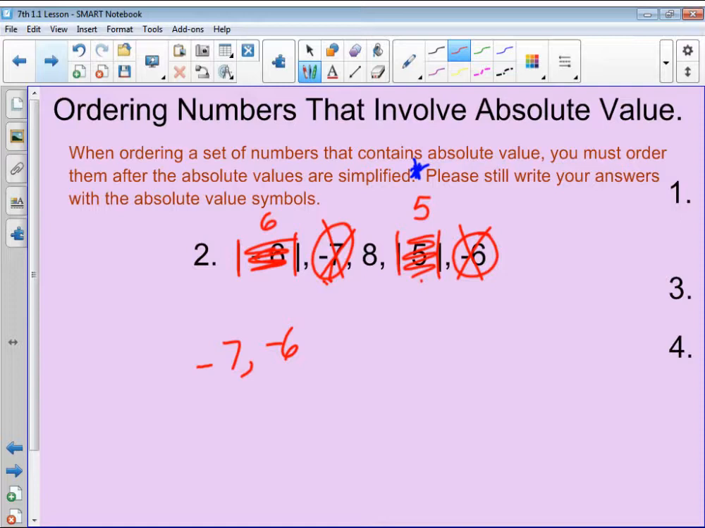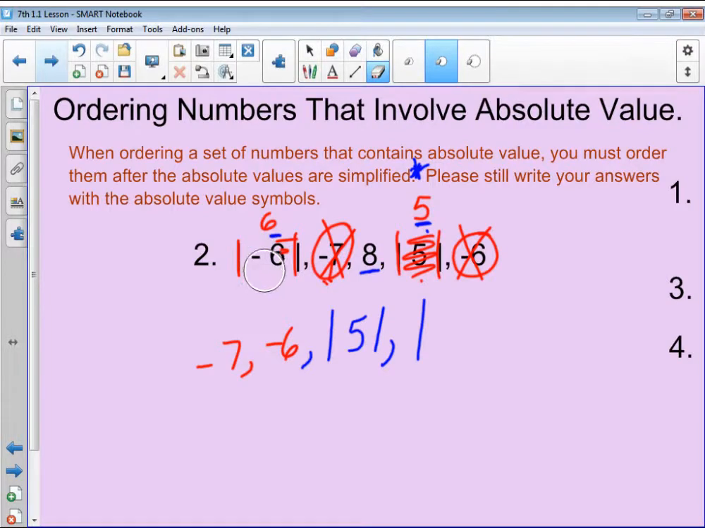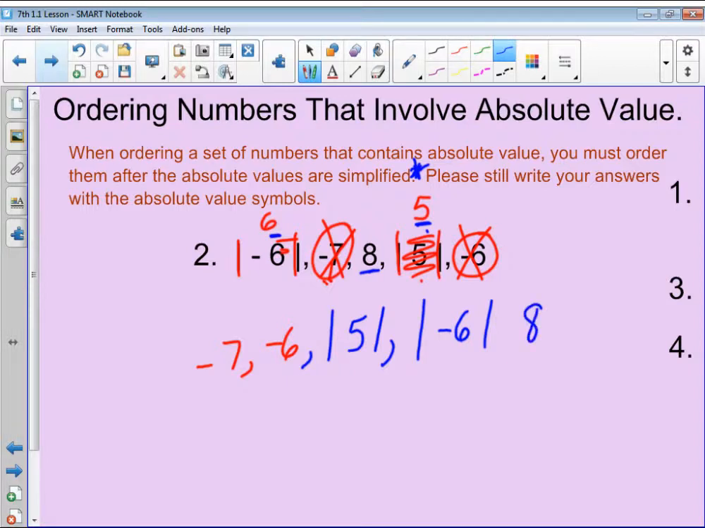Now I'm working with the rest of them, which all have a positive answer. For my positives, I have this 5, this 8, and this 6. And I'm pretty good with positive numbers, right? I hope so. I've been teaching math for a while. So I would do 5, then 6, then 8. But I have to remember to write it out with the absolute value bar. So instead of writing 5, I'm going to write the absolute value of 5. Then the absolute value of, this was, I believe, a negative, right? Yep. -6. And then 8. So that would be my final answer.